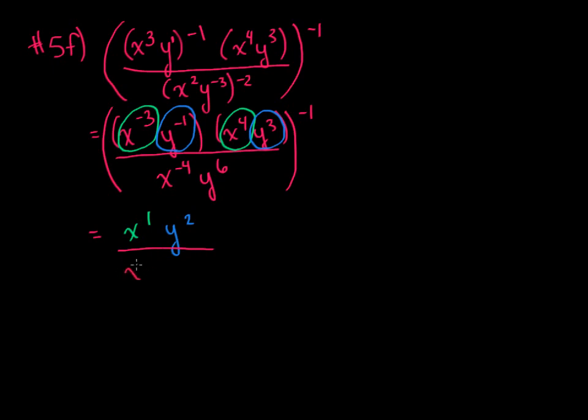So that's over x to the exponent -4 times y to the exponent 6, and all of that is still to the exponent of -1. Now we can divide powers that have the same base. We can apply that exponent law. Here we've got two powers with the same base of x, so we're going to subtract the exponents. 1 minus -4 is 5.